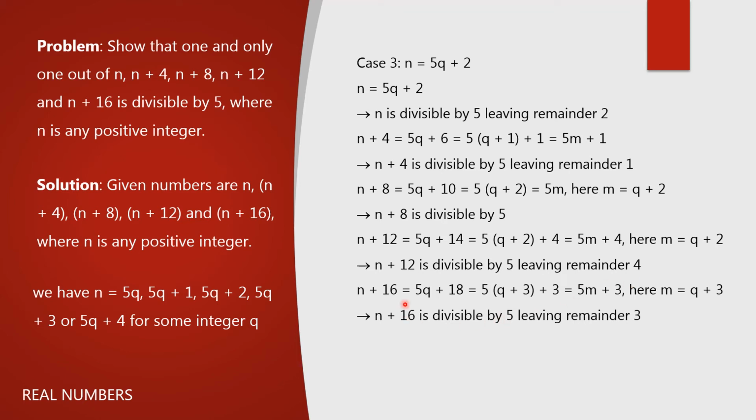Same thing with n plus 16. 5q plus 2 plus 16, that is 5q plus 18. Now 18 is more than 5, so I can write 15 plus 3. This is 5 into q plus 3 plus 3, that is 5m plus 3. Now 3 is less than 5. Now n plus 16 is equal to 5m plus 3. I can write this as n plus 16 is divisible by 5, leaving remainder 3. Therefore this is also not divisible by 5. Therefore among all of these you can conclude that only n plus 8 is divisible by 5.